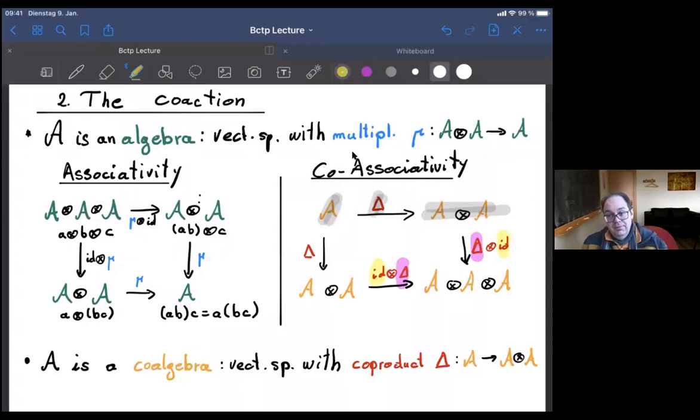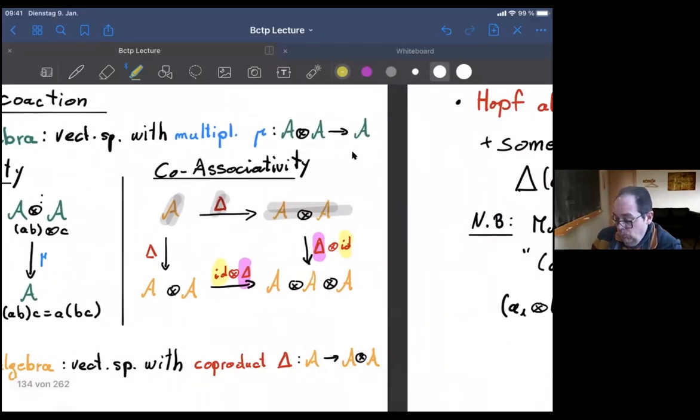Okay? Does that make sense? This is maybe the most abstract part of the lecture. So if that doesn't make sense, please speak up. Okay.